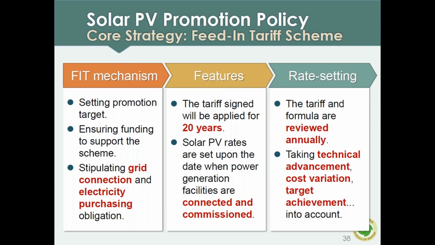Our FIT also applies for 20 years after signing the PPA, starting from when the power generation facilities are connected. Our government reviews the tariff and the formula every year to take the technical advancement, cost variation, target achievement, and so on into consideration.